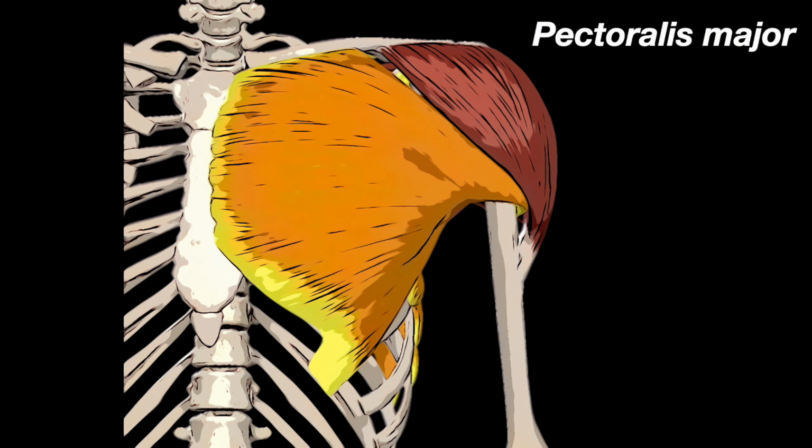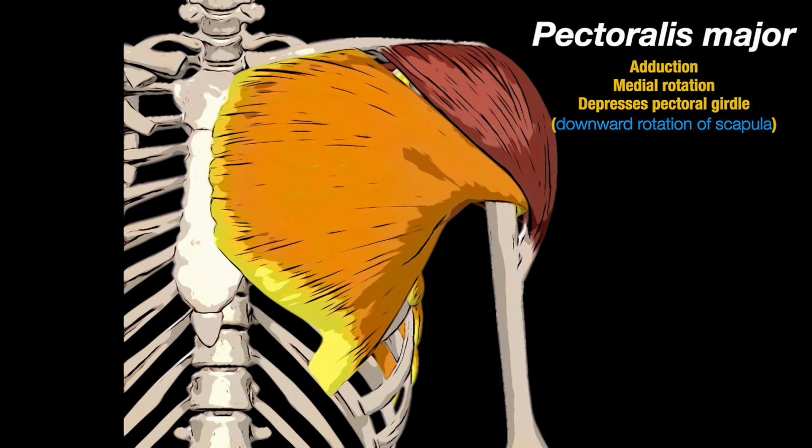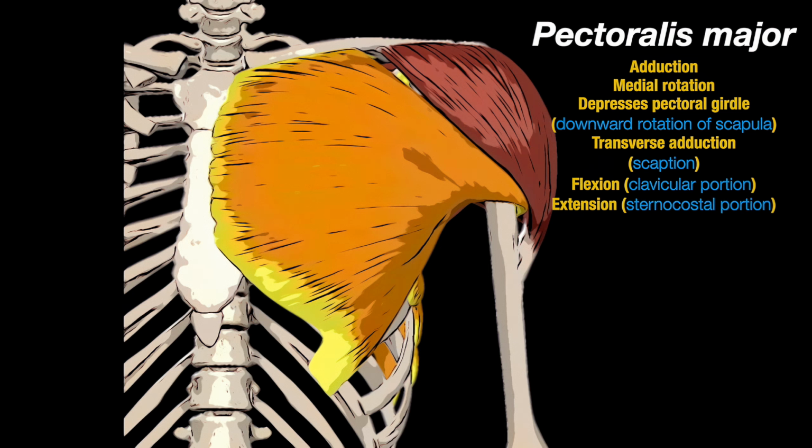The pectoralis major muscle contributes to the formation of the anterior wall of the axilla, and its inferior margin forms the anterior axillary fold. The pectoralis major muscle is involved in multiple actions. It adducts the arm, it medially rotates the arm, and it depresses the pectoral girdle at the acromioclavicular and sternoclavicular joints. It transversely adducts the arm at the glenohumeral joint and assists in flexion of the arm. It also assists in the extension of the arm. Flexion of the arm is achieved via its clavicular head, and extension of the arm is achieved via its sternocostal head. Finally, it can act as an accessory muscle of inspiration.